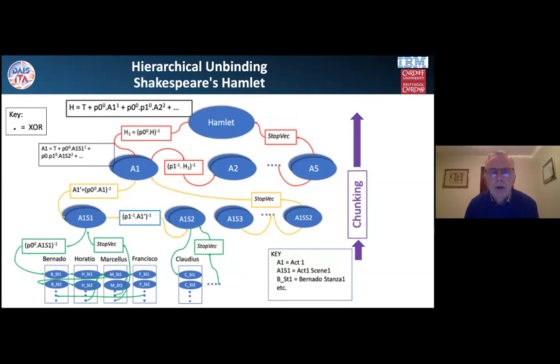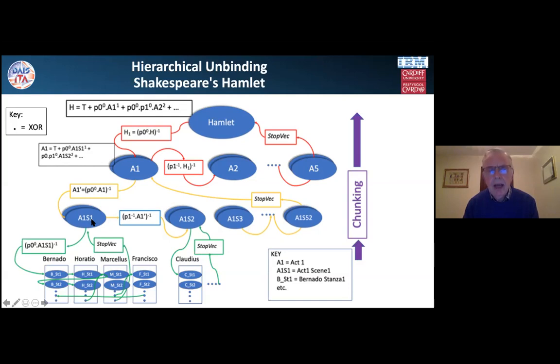We need a clean version of the vector because the vector that A1 sees is A1 plus noise. So A1 actually has a clean version of itself. When it receives the vector, the only thing that it needs to do is unbind the vector, and it retransmits the vector. And the vector then exposes A1, Act 1, Scene 1.